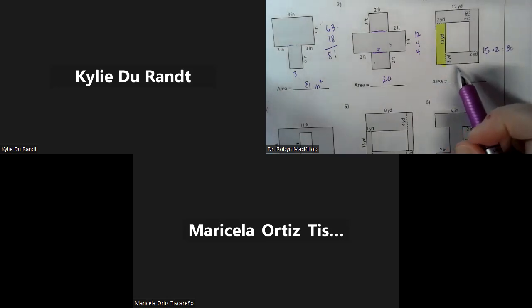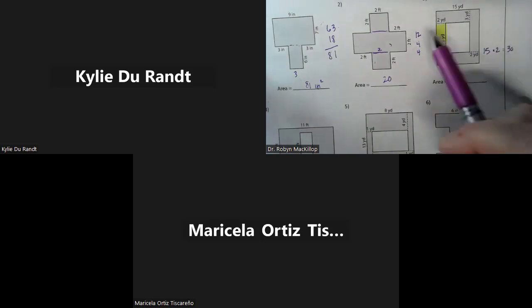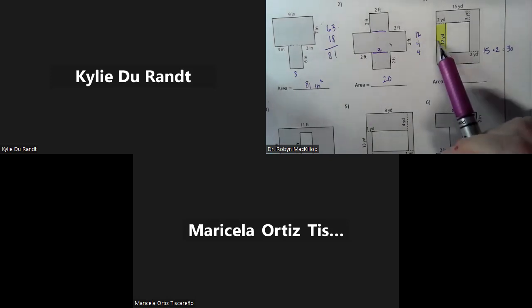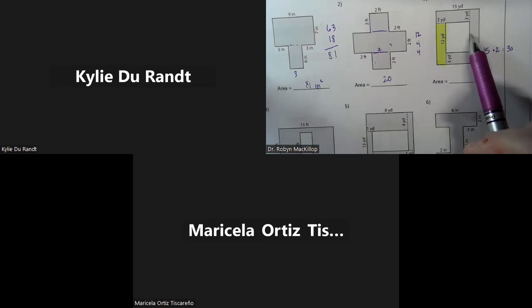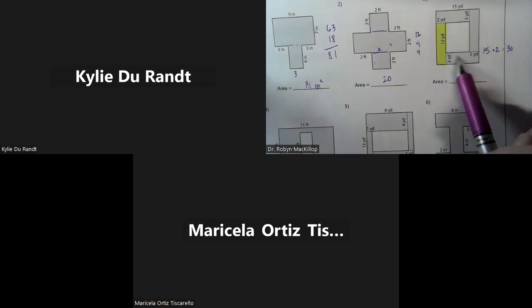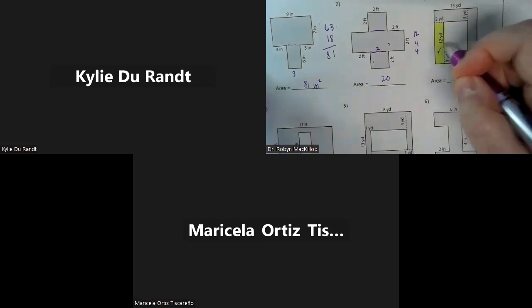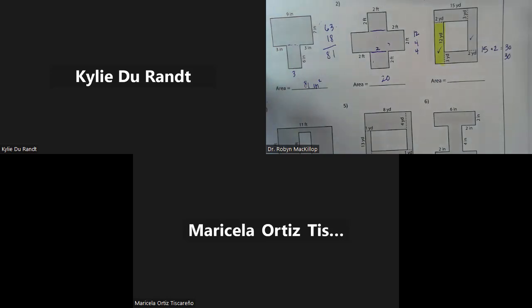Now we'll take a look at this bottom rectangle. Same rectangles. They are the same. So this one and this one are the same. This one and this one are the same. So we actually have 2 rectangles at 30. That's this one and this one.